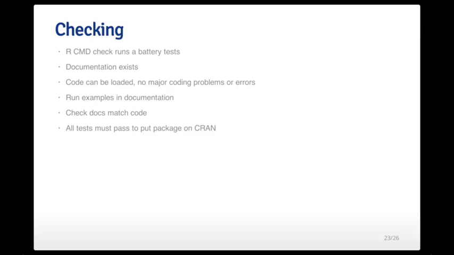If you have any examples in your documentation, it will run the examples to make sure that they actually run. It will check that the documentation of the arguments matches the arguments that are in the code. So, for example, sometimes you might modify the argument list of a function in your code, but then forget to modify the argument list in the documentation, and so it will check for that kind of mismatch. And in particular, this is important because if you want to put a package on CRAN, it has to pass all of the tests in R CMD check without any warnings or any errors.